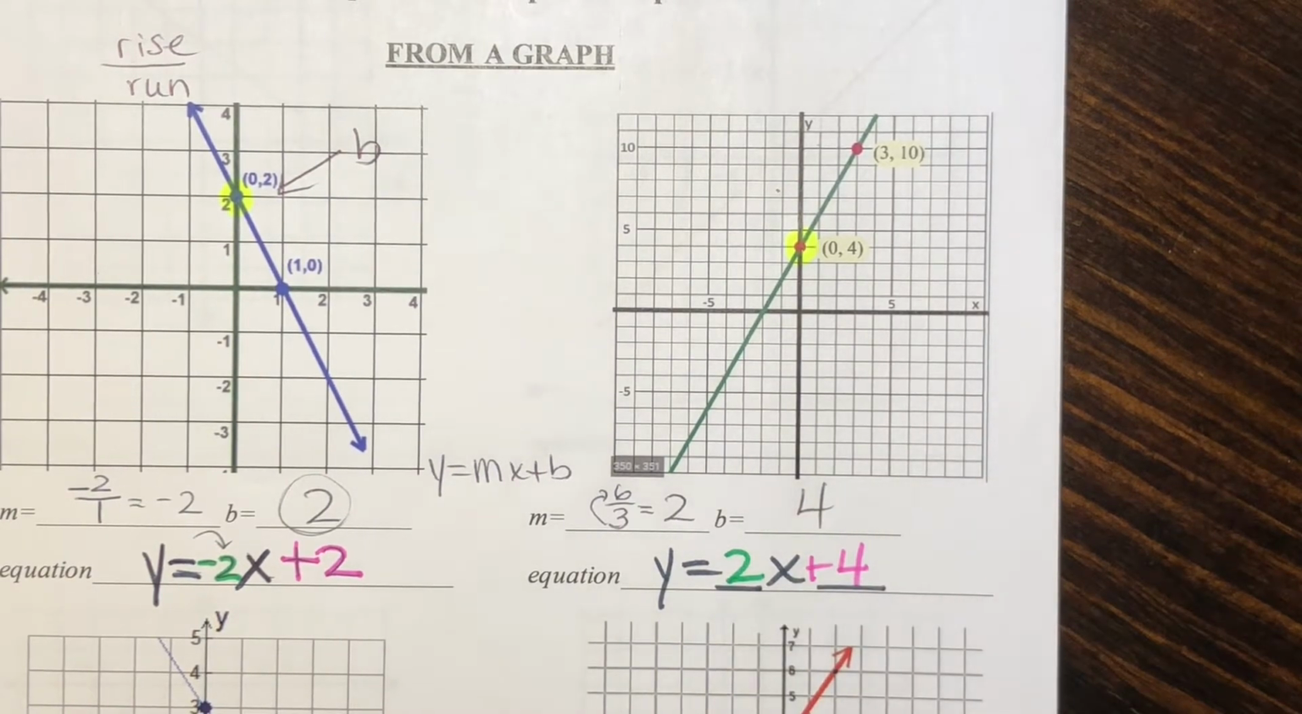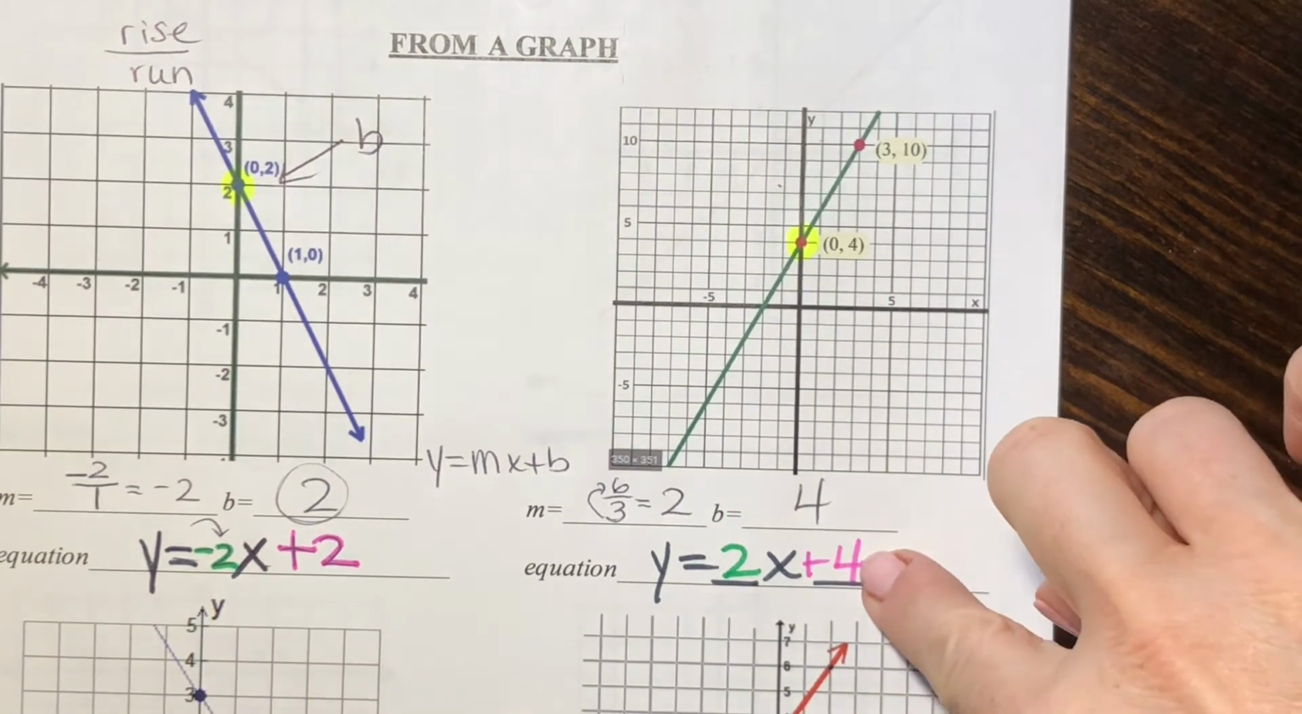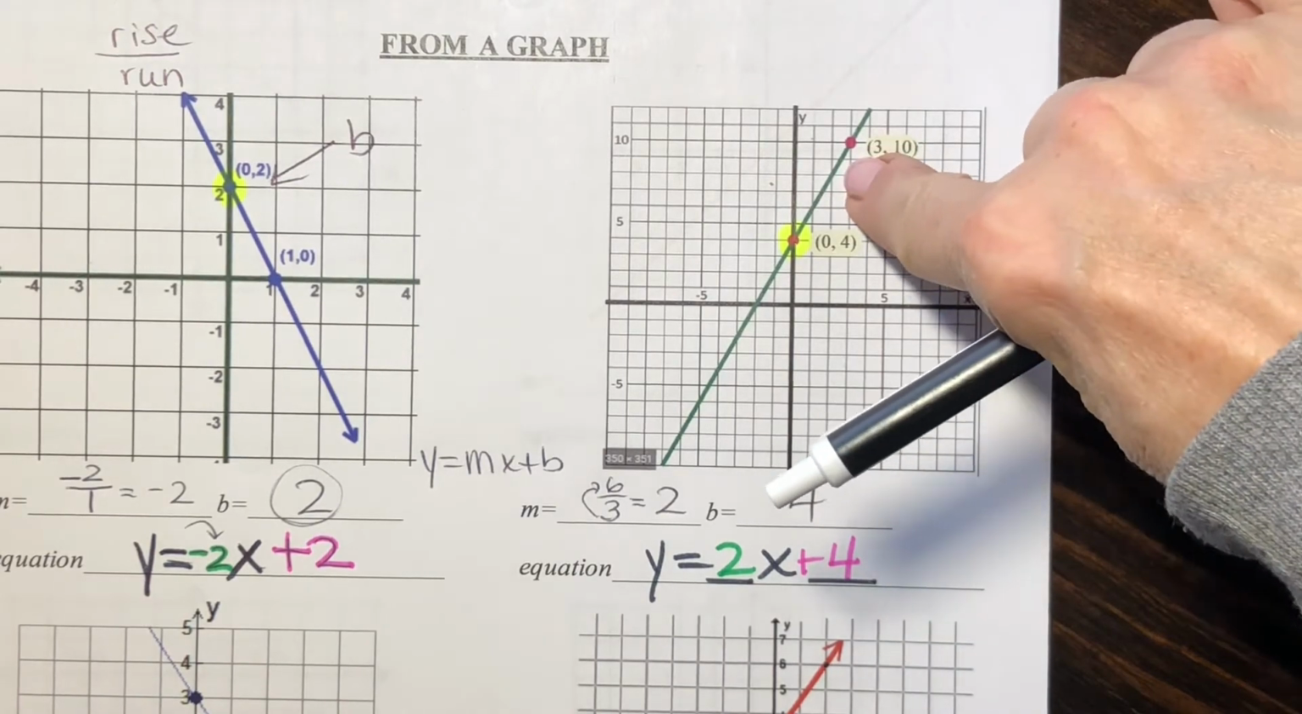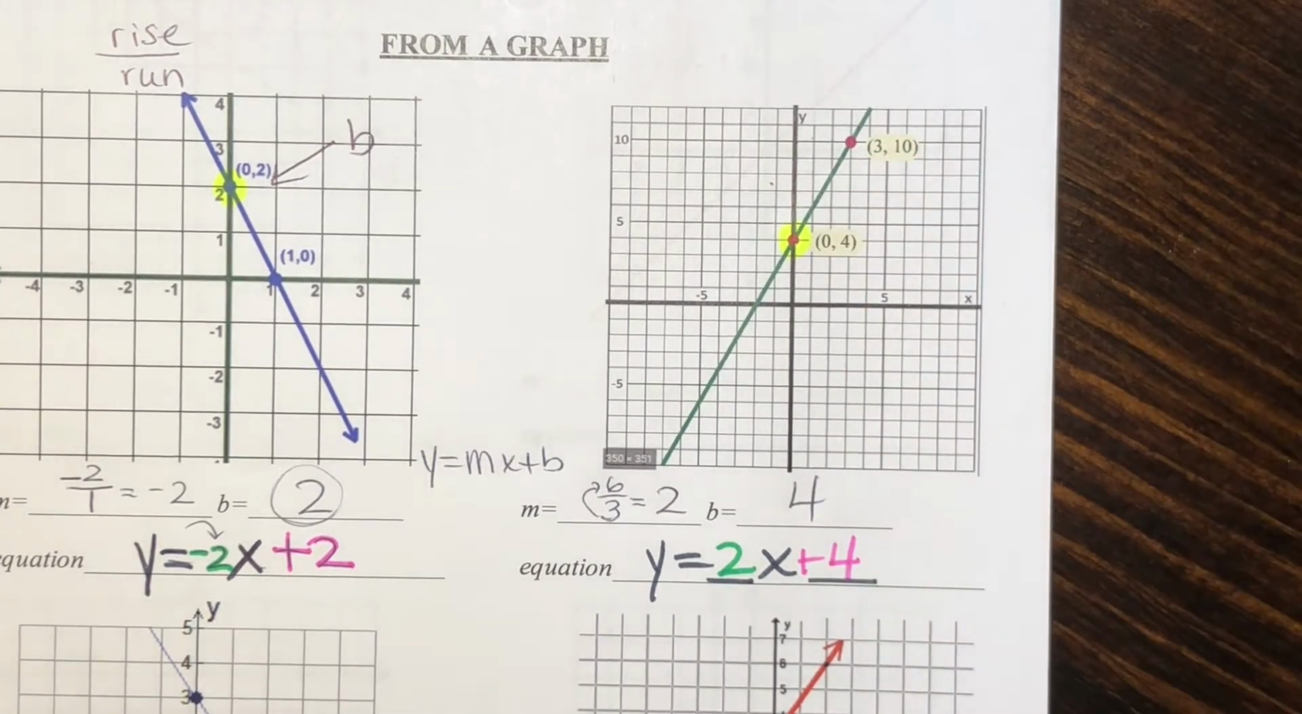And so my equation of this line, that in standard 11 we were given and we graphed it, 12 is backwards. You were given the line and you had to come up with the equation. y equals 2x plus 4.